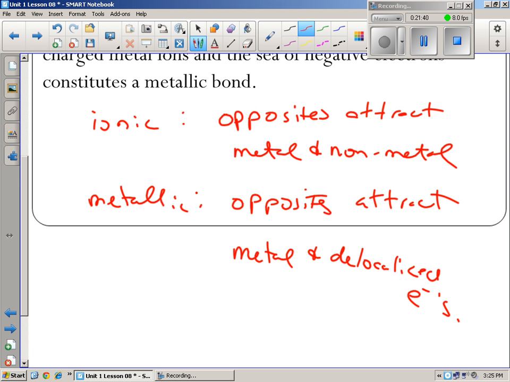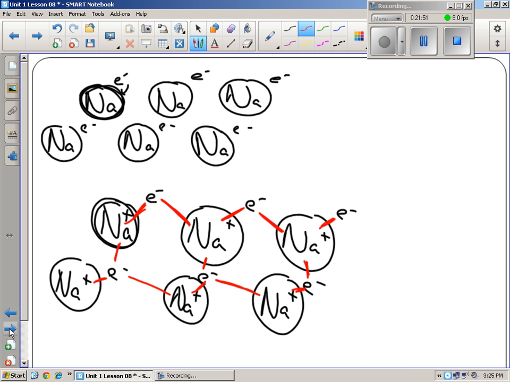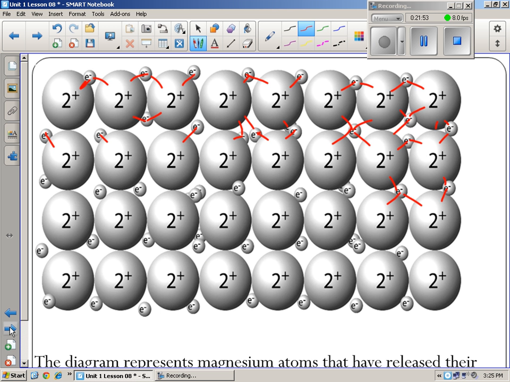It's the electrons that the metal has lost. I shouldn't say lost, but let go of. So once again, going back to here for a sec, look, positive ions around a whole bunch of electrons, right? A sea of electrons. That's metallic bonding.